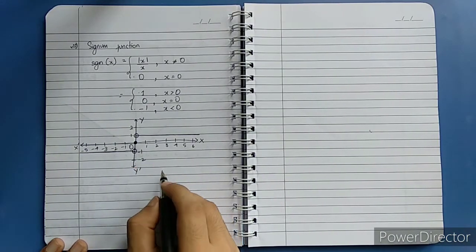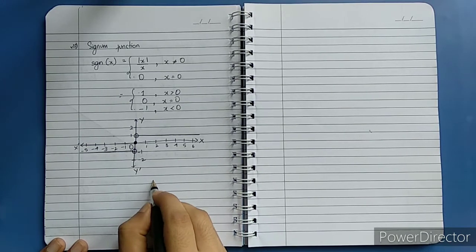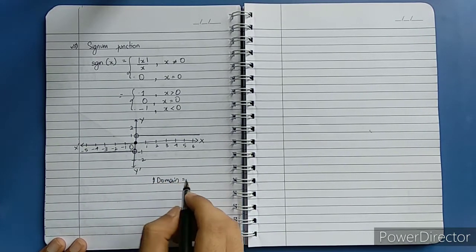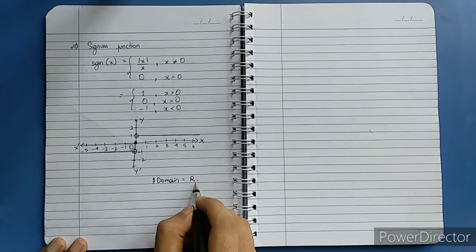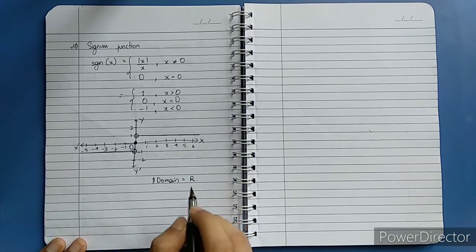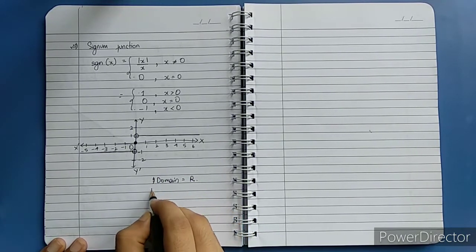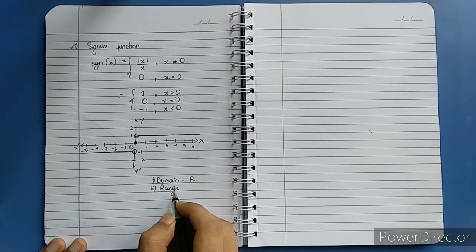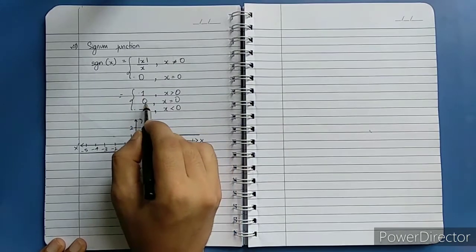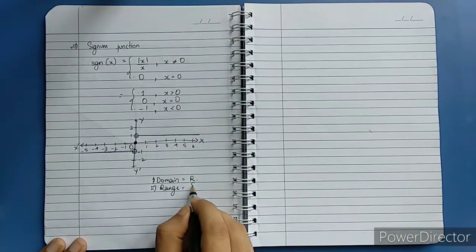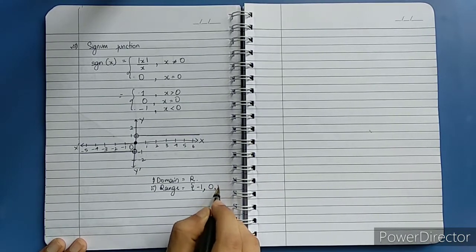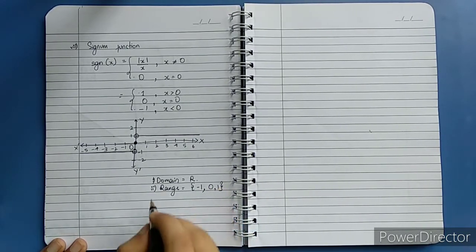Here the domain is the set of real numbers. We can put any real number over here, be it positive, negative or 0. Second, in the range we are getting only 3 values, that is minus 1, 0 and 1. So the range is basically the set of values minus 1, 0 and 1. Only 3 values that we get.